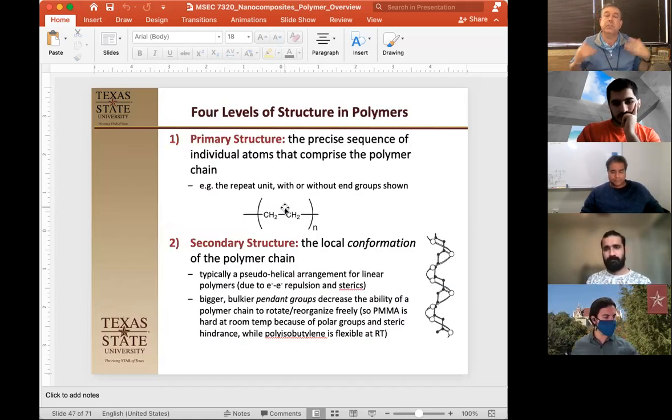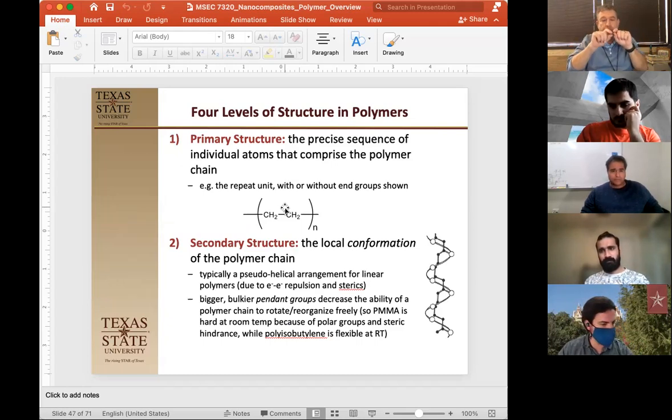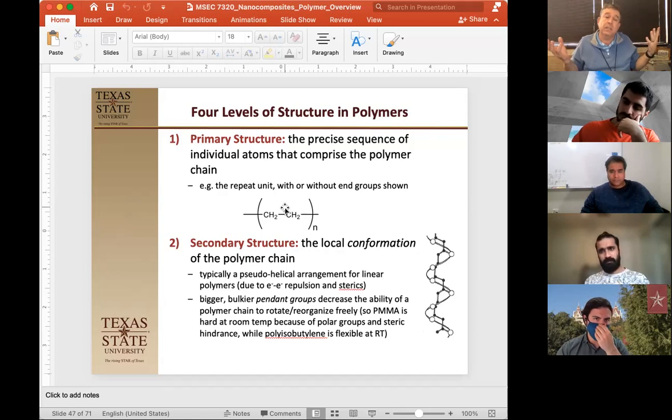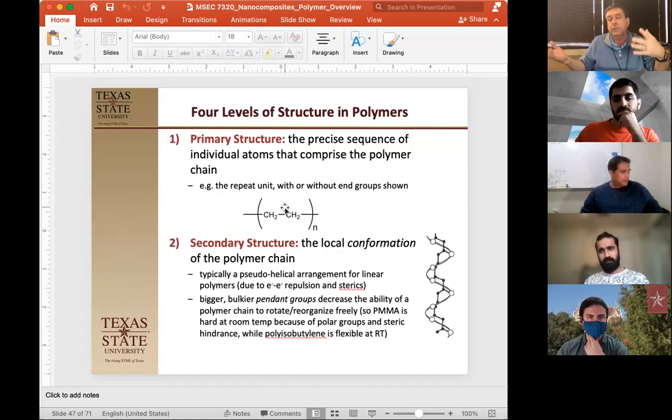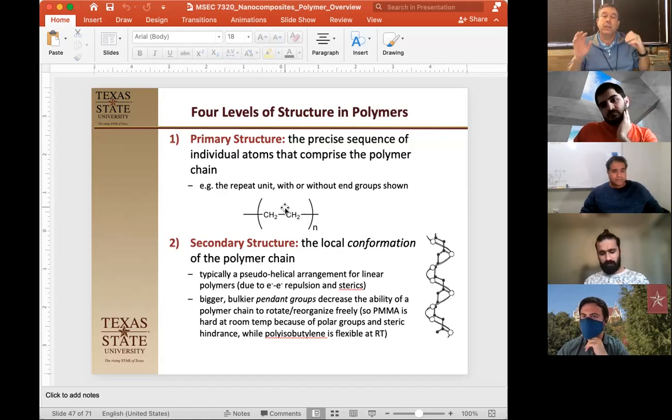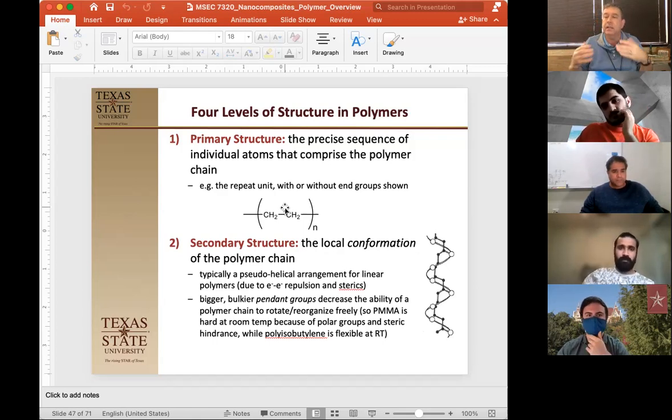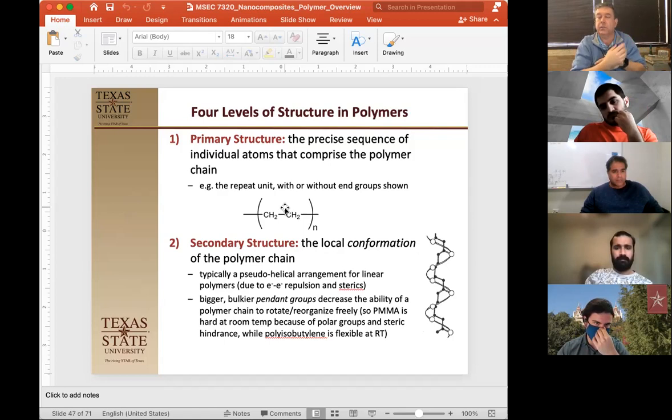So we have different structure levels. So a primary structure is just, what does the polymer look like? What is the repeat unit, right? So if the repeat unit is going zigzaggy or whatever, that repeat unit is what we call a primary structure. So this is going to tell us things like, will it hydrogen bond? Will it do this? Will it do that? Okay. But that doesn't tell us how it's going to interact with other polymers, right?